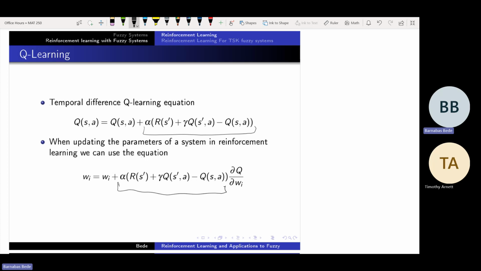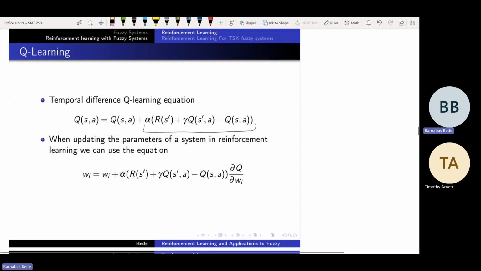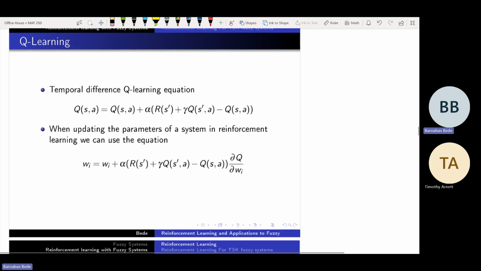When you update, this is Q of S new minus Q of S. You subtract these two, and that gives you the difference between old and new. That is backpropagated through the network in the form of the gradient, the partial derivative of Q with respect to Wi. So here you need to do backpropagation on the network to update all the weights Wi in the Q learning case.